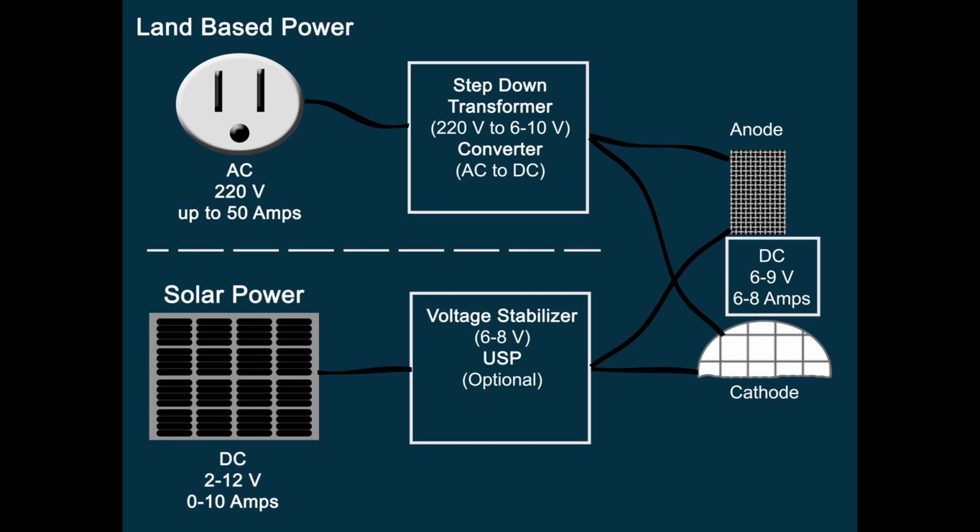then a converter which changes the electricity from AC to DC current, which is then supplied to the anode and cathode structures underwater. If solar power is used, that is already created in DC, so it just requires voltage stabilizers and other ways to rectify the current itself before going to the cathode and anode.